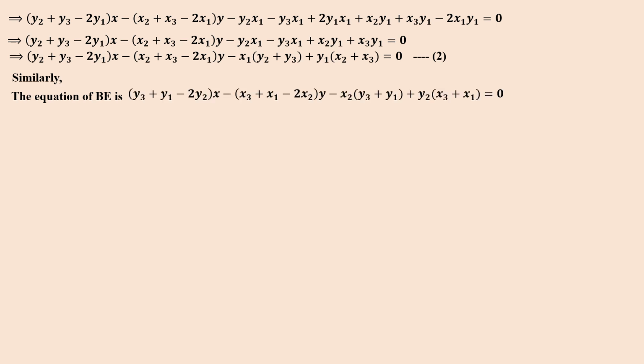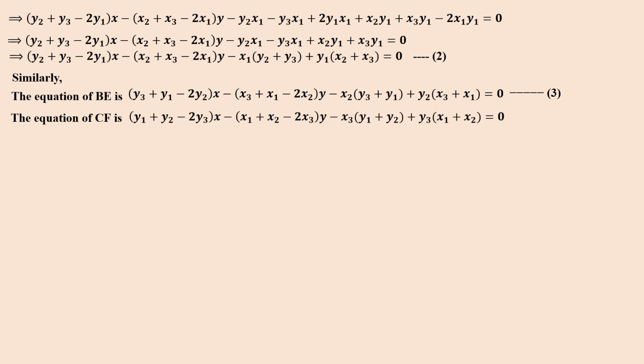So replace: (y3 + y1 − 2y2) into x. Here x2, so you have to write x3. So minus (x3 + x1 − 2x2) into y, minus x2(y3 + y1) plus y2(x3 + x1), equal to 0. That is the third equation. For the last median's equation, same idea: instead of y3 you put y1, and instead of y1 you put y2. So (y1 + y2 − 2y3) into x − (x1 + x2 − 2x3) into y − x3(y1 + y2) + y3(x1 + x2). That is the fourth equation.